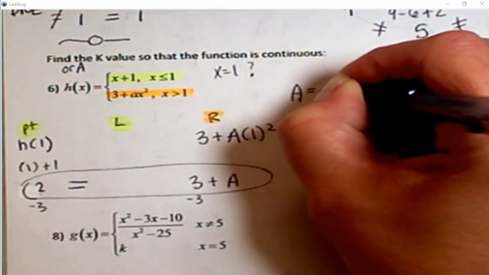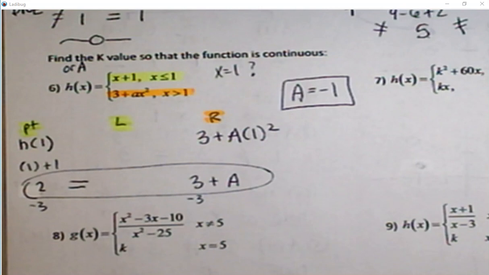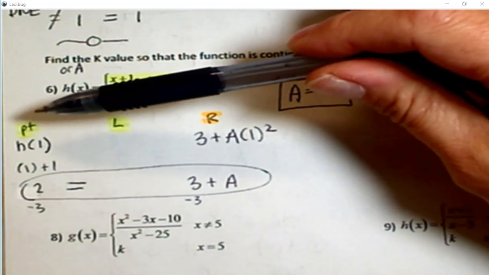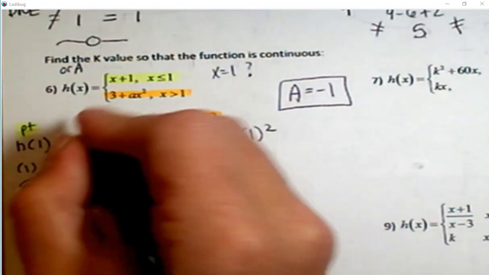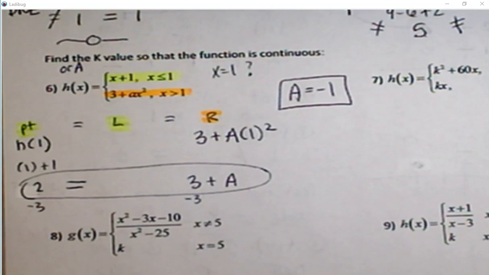So a equals -1. Find a or k so that the function is continuous. Because I set up the continuity definition, all three of those things have to be equal. I'm solving whatever equation resulted from that. I did not rewrite the left because I noted that the left and the point came from the same thing, so I don't need to write it twice. I just showed that they're the same. Okay.